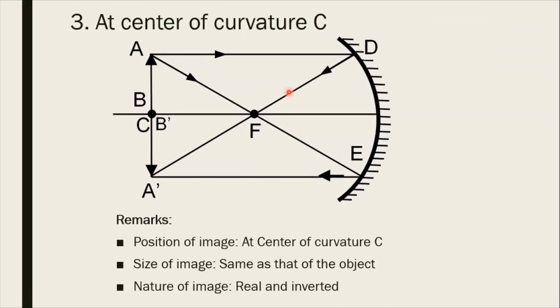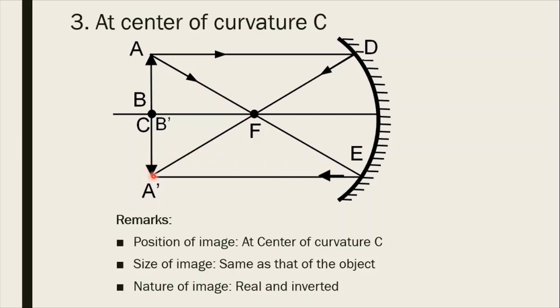Moving on to the third position of the object, that is at the center of curvature C. So let AB be the object. Again we consider two rays, but this time the first ray is going to be paraxial. So after reflection, it touches the focus. The second ray is going to be the ray which is passing through the focus after reflection. This ray becomes paraxial.